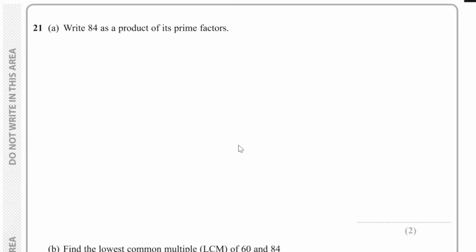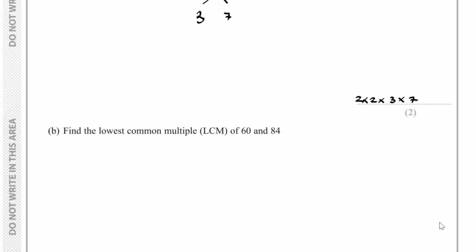Question 21, we have to write 84 as a product of its prime factors. So this 84 we can split up into 2 times 42. 42 we can split up into 2 times 21, and the 21 we can split up into 3 times 7. So 84 is equal to 2 times 2 times 3 times 7.